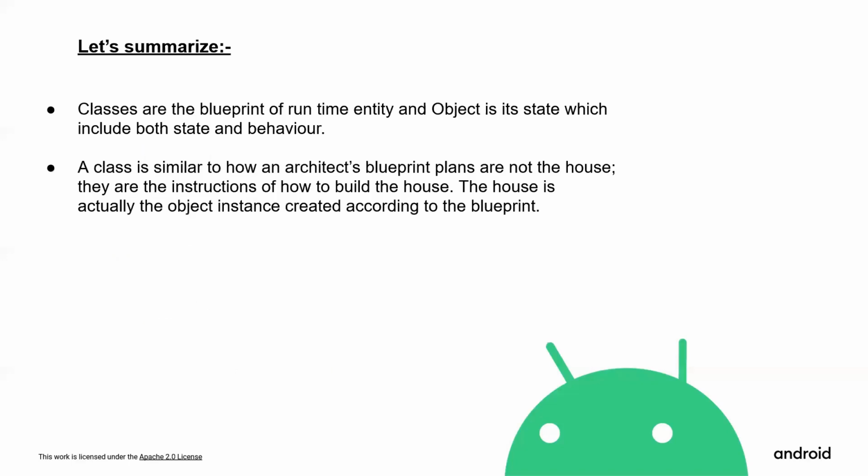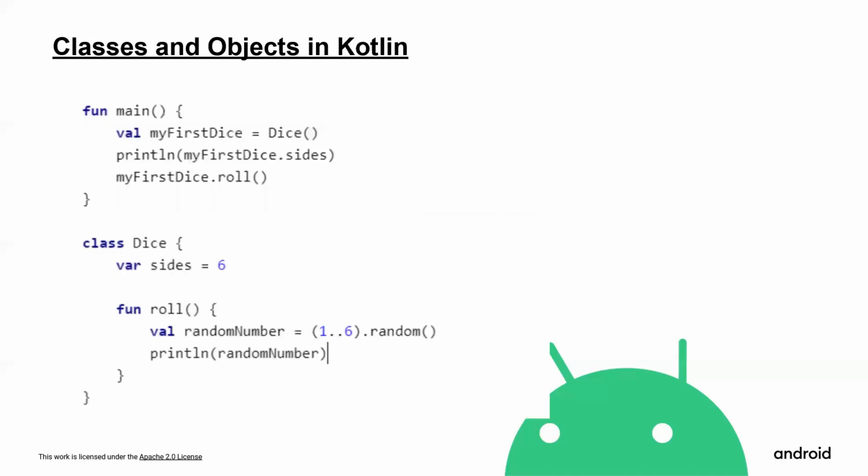Now let's summarize. A class is the blueprint of a runtime entity, and an object is an instance which includes both state and behavior. In a nutshell, a class is similar to an architect's blueprint plan. Blueprints are not the house; they are the instructions on how to build the house. The house is actually the object, an instance created according to the blueprint. As you can refer to the previous code, the class was Dice and its instance was myFirstDice.